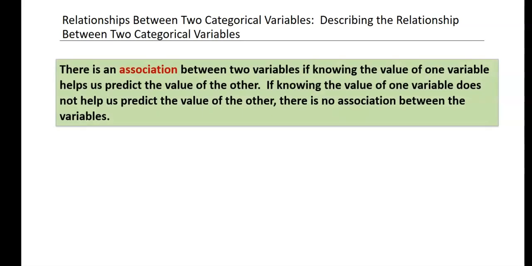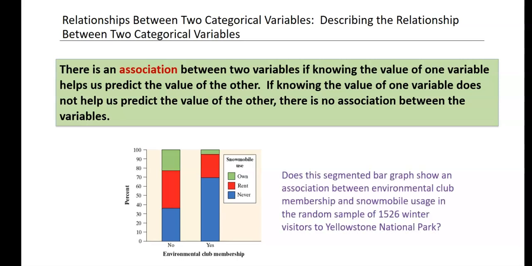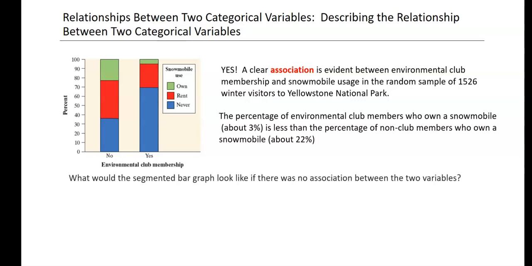There's an association between two variables if knowing the value of one variable helps us predict the value of the other. Okay, so like this one, if you are a yes in the club, you're much less likely to own a snowmobile. So I would say it's predictive. There is an association between the two variables. Yes, there is a clear association because of the differences.